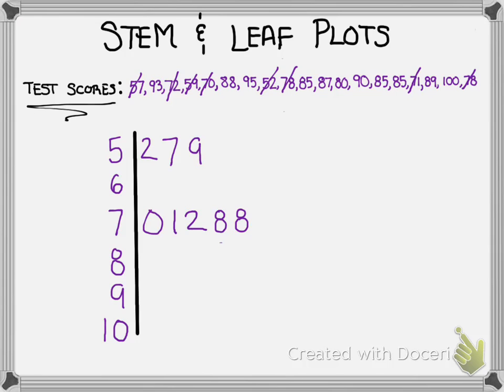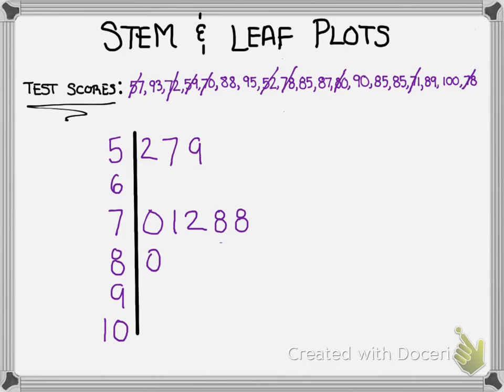Now on to the 80s. Again, we're trying to go in order, so we look across, and I see an 88, an 85, an 87, an 80, 85, and 85. A lot of 80s. The smallest one is just my plain old 80. So, I'll cross out the 80, and then I'll go down to the stem and draw my 80.